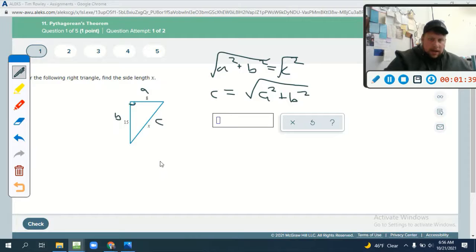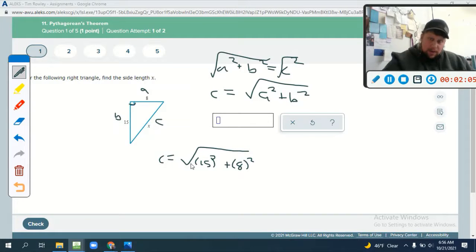All right, I'm going to have C equals the square root of 15 squared plus 8 squared. I always put them in parentheses. You don't always have to, but I do. If they're negative, you need to. So what's 15 squared? I don't know off the top of my head.